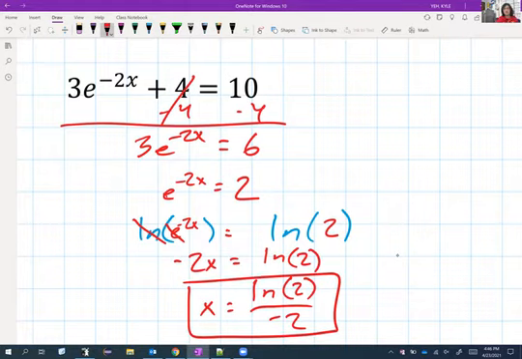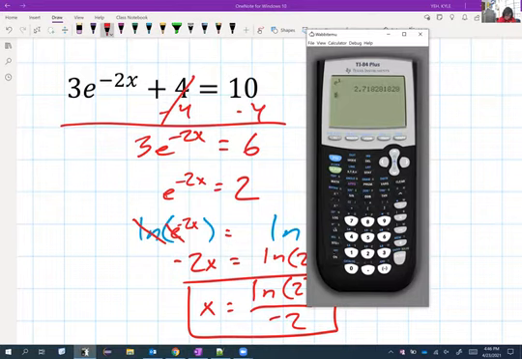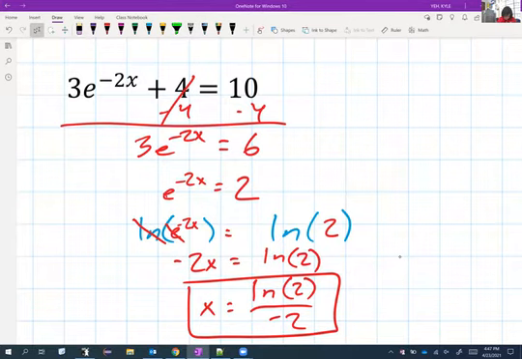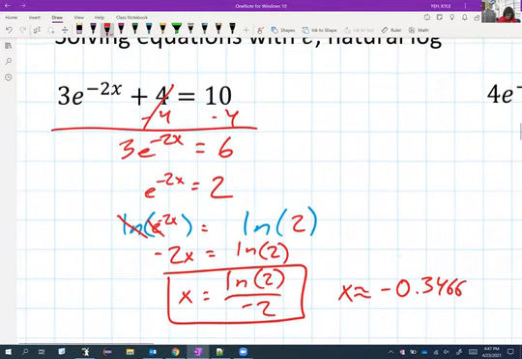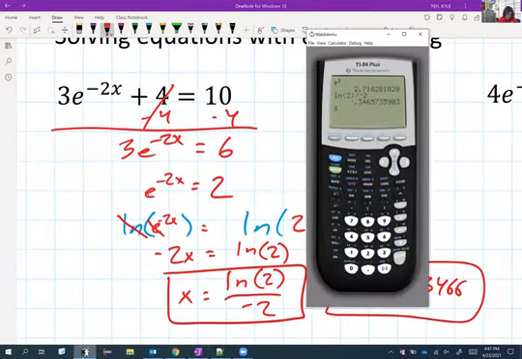Now, most of the time, you will see answers left in this form, just in the form of the natural log. We could type it into a calculator and find it out. ln of 2 divided by negative 2. You can see that's negative 0.3466. x is approximately negative 0.3466. And so you can write it as a decimal, as a numerical value, but most of the time you will see it just left the way it is on the left there. Natural log of 2 over negative 2.